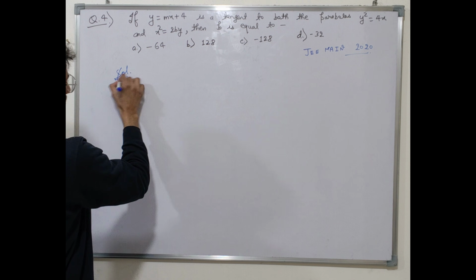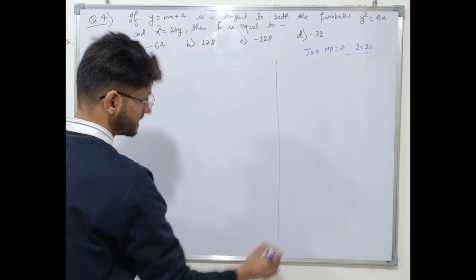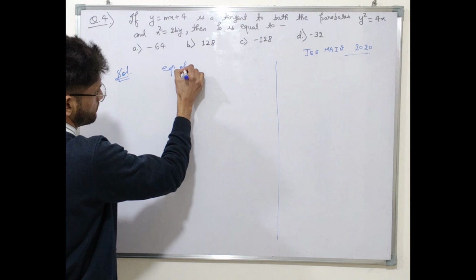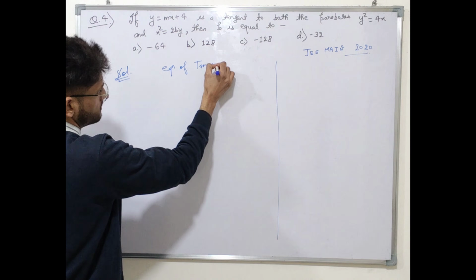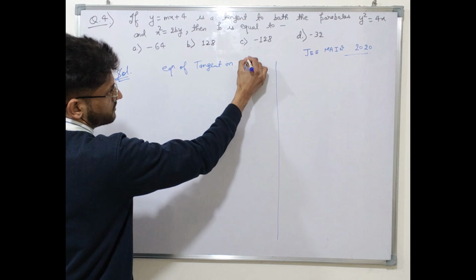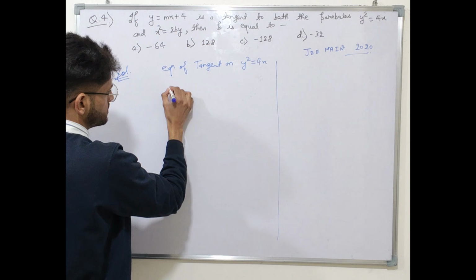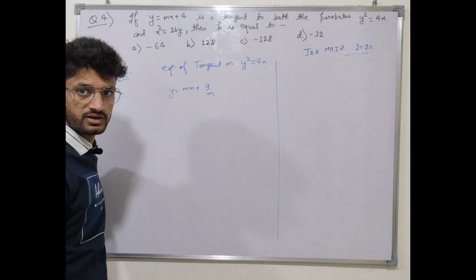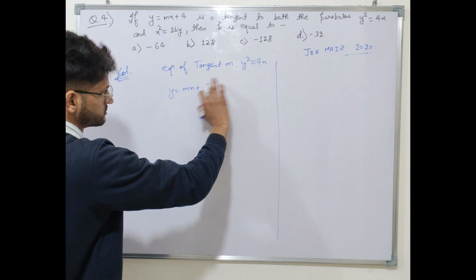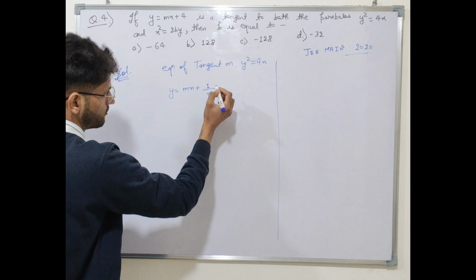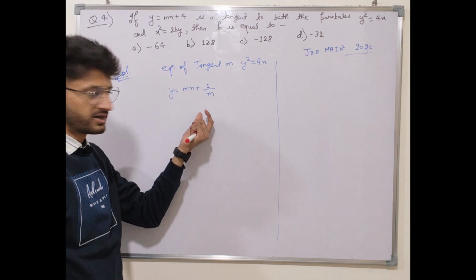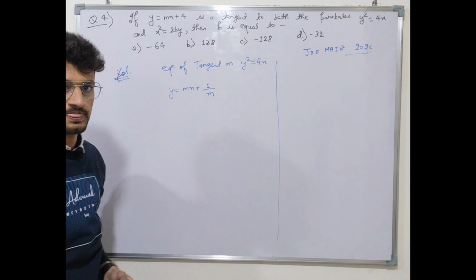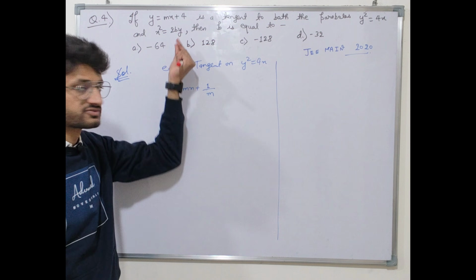So we have been given two parabolas y square equals to 4x as well as x square equals to 2by. So we can easily write the equation of tangent on y square equals to 4x as y is equal to mx plus a upon m, where a is equal to 1 in case of y square equals to 4x. So we can write y equals to mx plus 1 upon m. If this is a common tangent on both the curves, it means this is going to be a tangent for this parabola also. So we can solve this line and parabola as well.